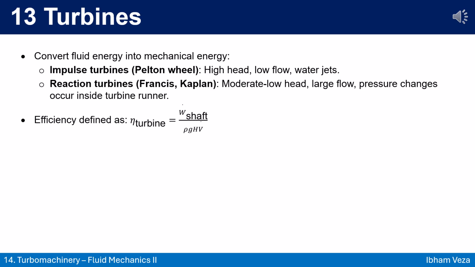To gauge the performance of a turbine, engineers look to efficiency. In simple terms, turbine efficiency is the ratio between the useful power output at the shaft and the water power input. The formula may look intimidating: shaft power divided by the product of fluid density, gravity, flow, and head. But it simply expresses how effectively the turbine converts fluid energy into mechanical energy you can use.